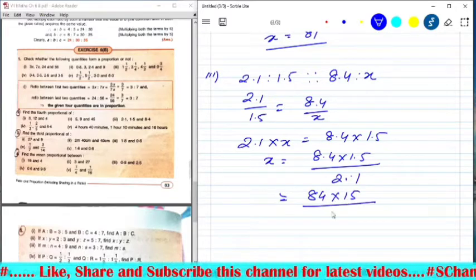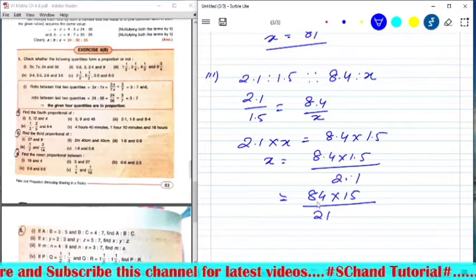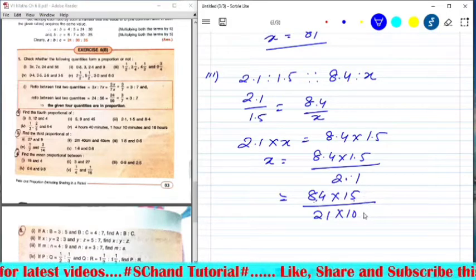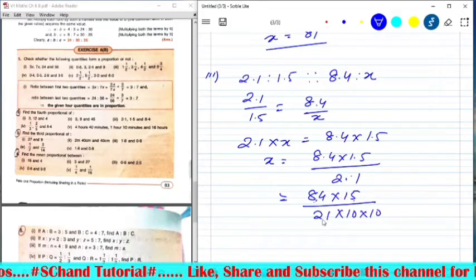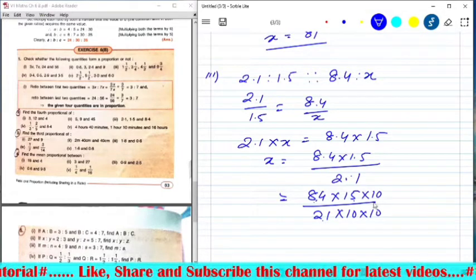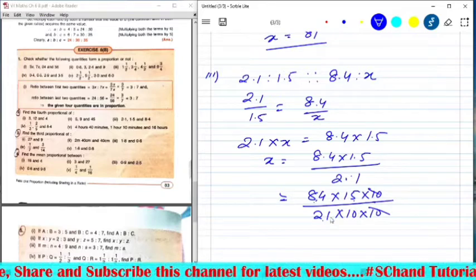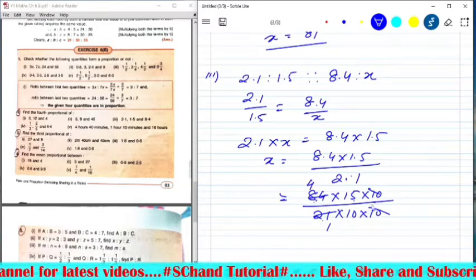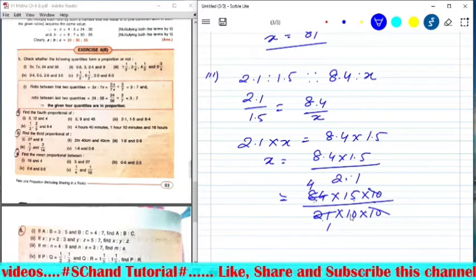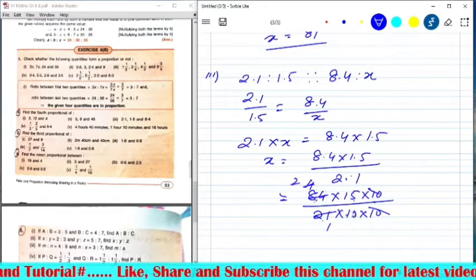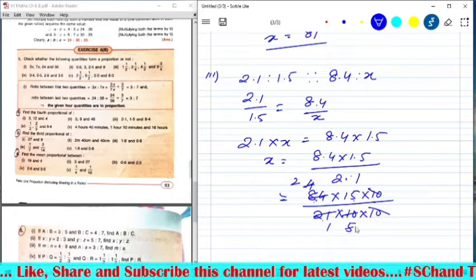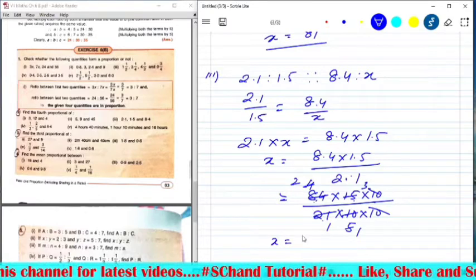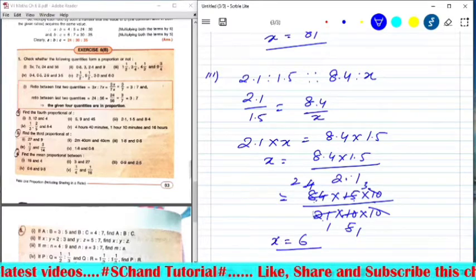So it will be 84 × 15 over 21. If we remove the decimal in 84, we have to multiply with 10, and in 15 we have to multiply by 10, and in the same way in 21 we have to multiply by 10. So this 10 cancels, 21 × 4 = 84, and this will be 2 × 2 = 4, 5 × 2 = 10, then 5 × 1 = 5, 5 × 3 = 15. So x will be 3 × 2, that is 6. So this will be the answer.